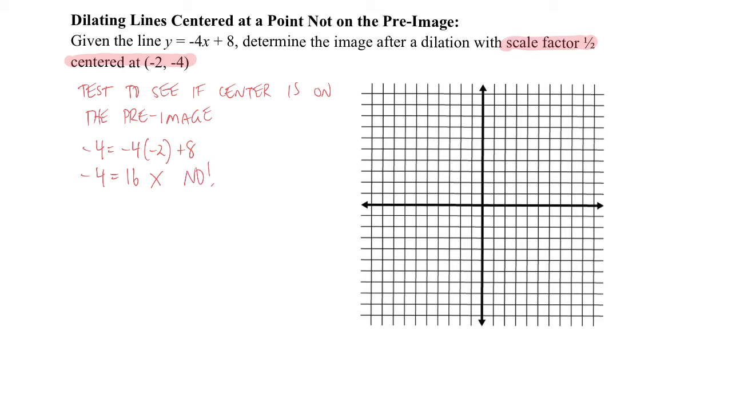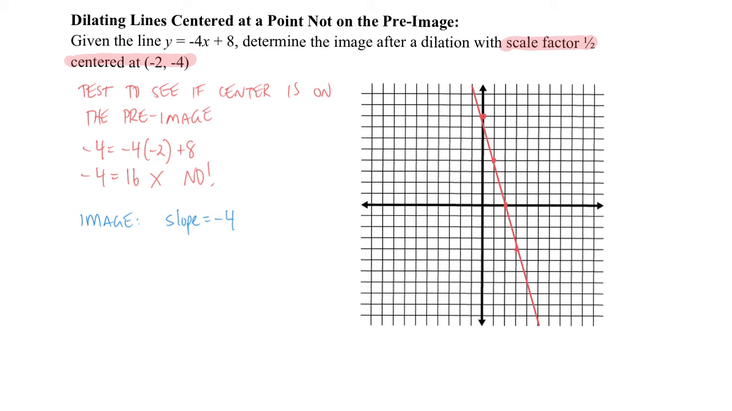One thing that I know for sure, I know that the slope of the image is -4. I know that because it's parallel to the original. Let's go ahead and plot the original. I've got +8, 1, 2, 3, 4, 5, 6, 7, 8, and I have a slope of -4. So that's down 4 and right 1, down 4 and right 1, down 4 and right 1. Let me go ahead and draw in that line.